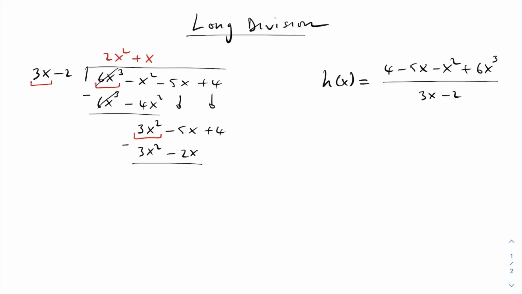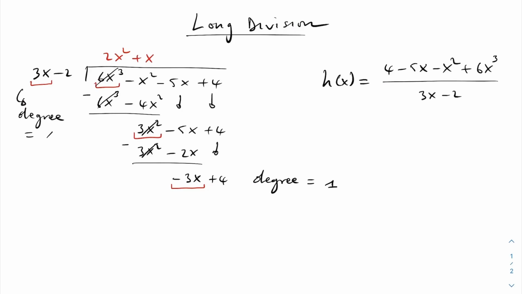Subtracting these two expressions is going to cancel out the leading terms again, and so we're going to have negative 5x minus negative 2x, giving us negative 3x. And then we can go ahead and bring down the 4. And again, looking at the leading term here, it's going to be negative 3x. The degree of this expression here is 1, which is the same as the degree of the divisor. So we can keep going. We only stop when the degree becomes less than the degree of the divisor, or the denominator.